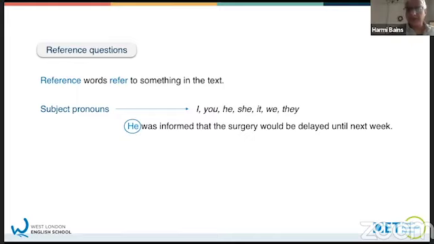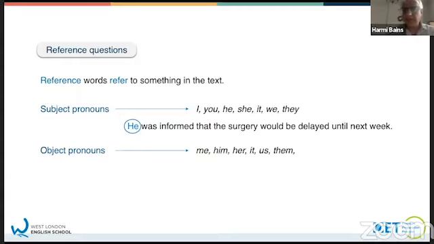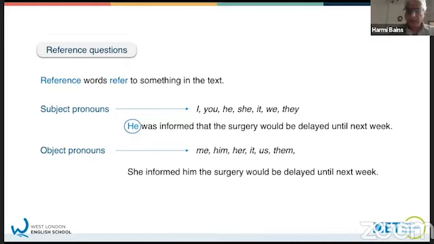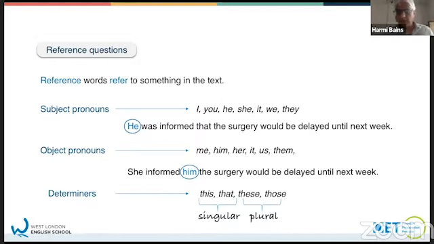As well as subject pronouns, there are also object pronouns such as me, him, her, it, us, them. And here's an example. She informed him the surgery would be delayed until next week. And you can see the object pronoun him. And again, maybe you're talking about the patient, maybe you said the patient's name, and we use these reference words to avoid repetition. So as well as subject and object pronouns, we also have determiners, this and that for singular, these and those we use for plurals.